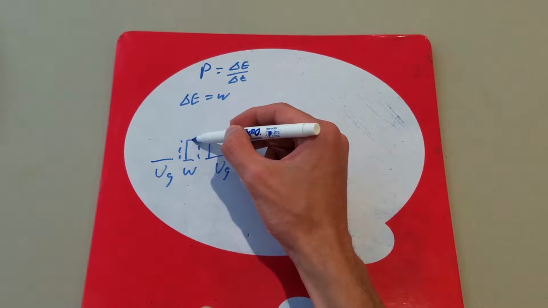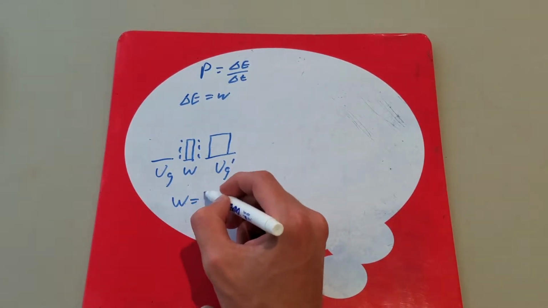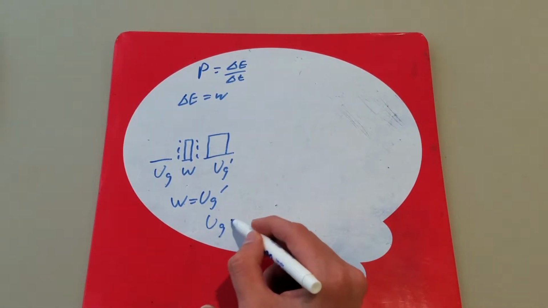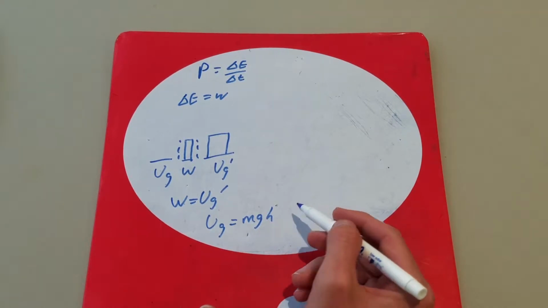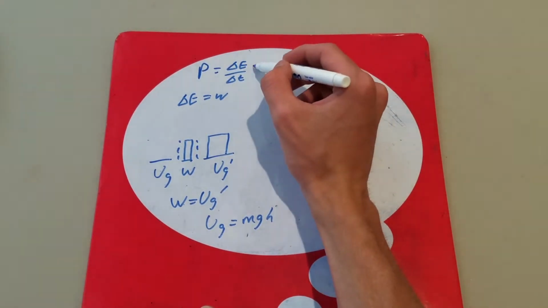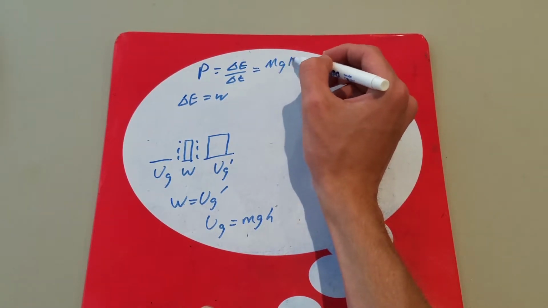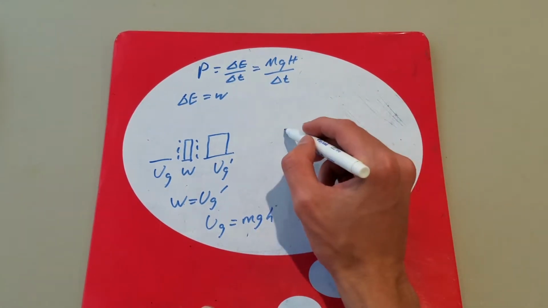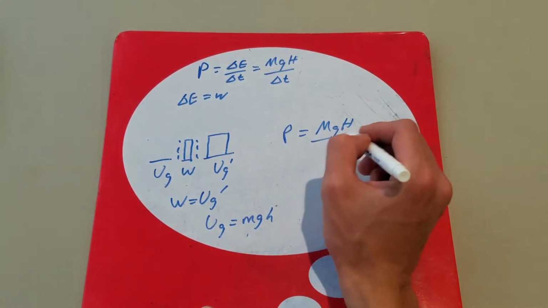This means the motor did this much work. The bar graph shows us that work is equal to Ug prime, and we know that Ug is equal to mgh. So, we can say that the change in energy is equal to mgh. This leaves us with mechanical power equals mgh over delta t.